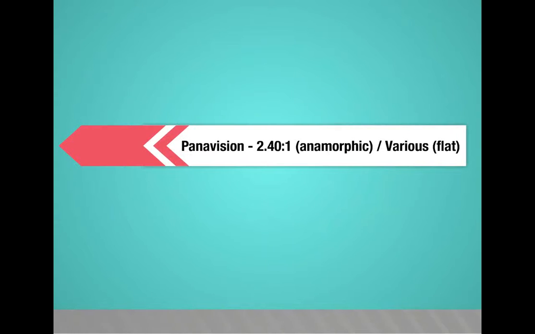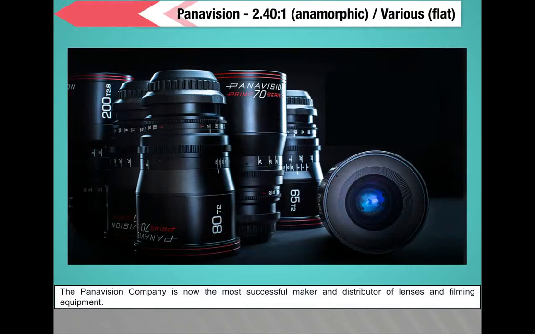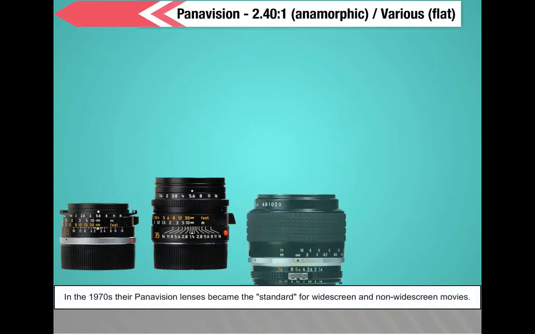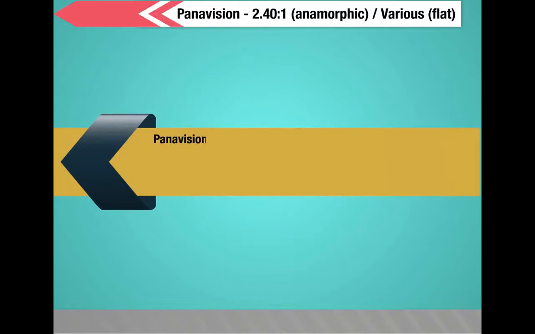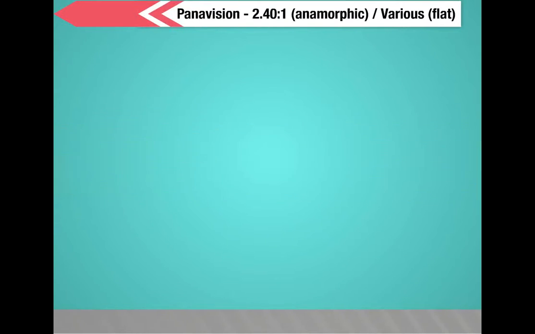Panavision, 2.40:1 anamorphic or various flat. The Panavision company is now the most successful maker and distributor of lenses and filming equipment. In the 1970s, their Panavision lenses became the standard for widescreen and non-widescreen movies. Panavision still makes or sells the lenses for most of the major studio productions today, including lenses for films made with matting as opposed to true widescreen.